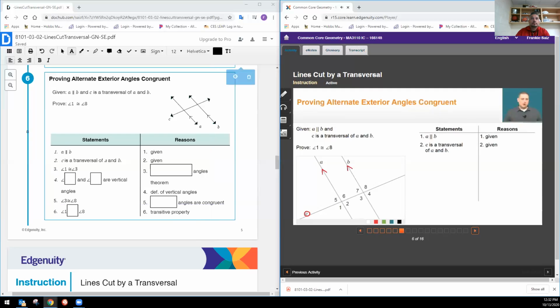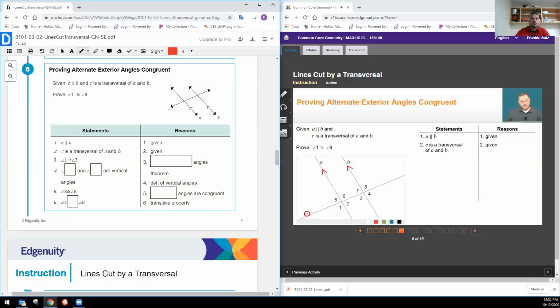Now I know that when two parallel lines are cut by a transversal, the resulting corresponding angles are congruent to each other. And I see that angle 1 and angle 3 are corresponding angles. So by that corresponding angles theorem, then I know that angle 1 must be congruent to angle 3. All right, well that gets me closer to angle 8, but it's not there yet.